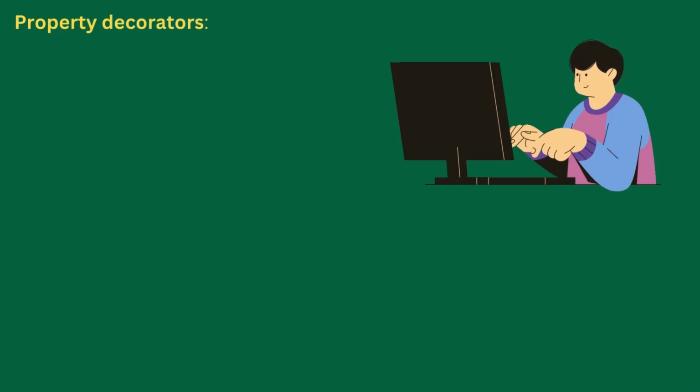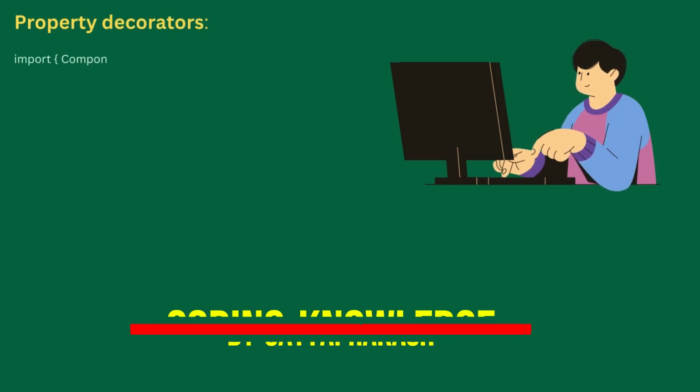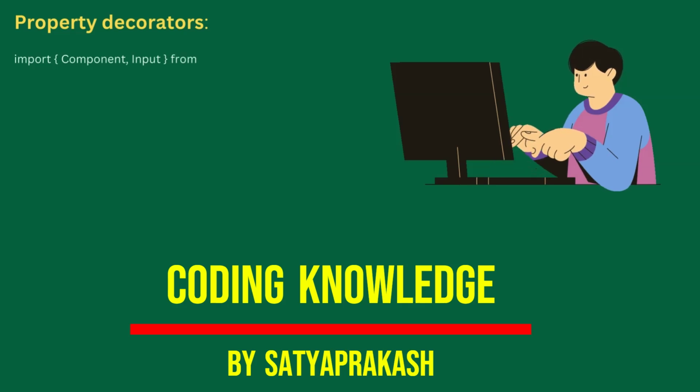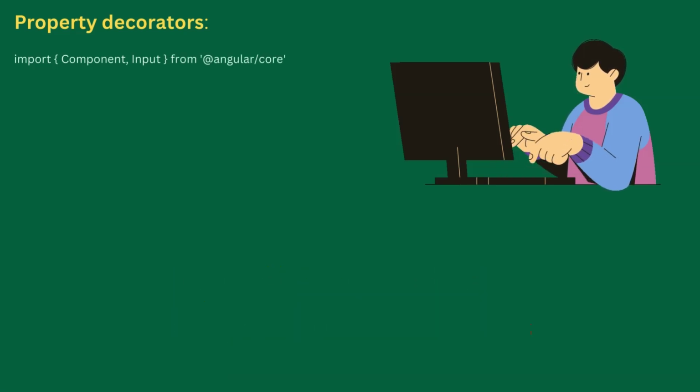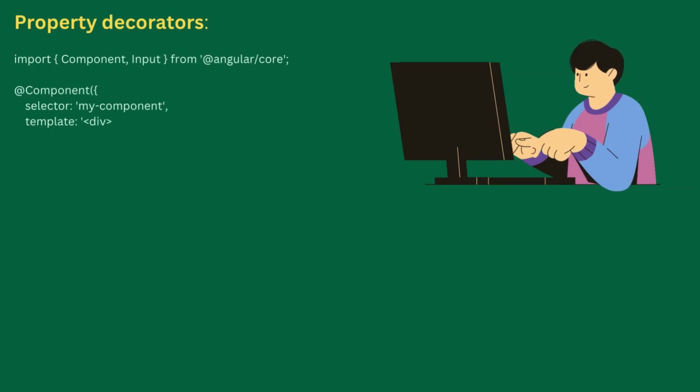Example of property decorators. Here we import Component and Input decorators. Under the @Component decorator, we have the selector for the component, that is my-component, and the template, a div tag with the text property decorator. Inside class MyComponent we have title of type string with @Input.